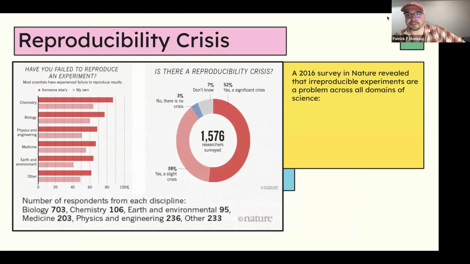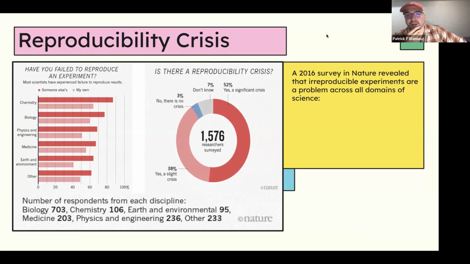So maybe one way I can motivate the problem here is through something we've all probably heard of. It's this idea of a reproducibility crisis. This is the classic survey result from 2016, where Nature, a large publishing house for scientific journals, reached out to a whole bunch of scientists across different disciplines. They basically asked people: one, have you ever failed to reproduce someone else's experiment, and have you ever failed to reproduce your own experiment? And two, do you believe that there's a replicability crisis? In general, the vast majority of researchers polled not only believe that there's a replicability crisis, but they've had difficulty reproducing their own experiments and the experiments of others.